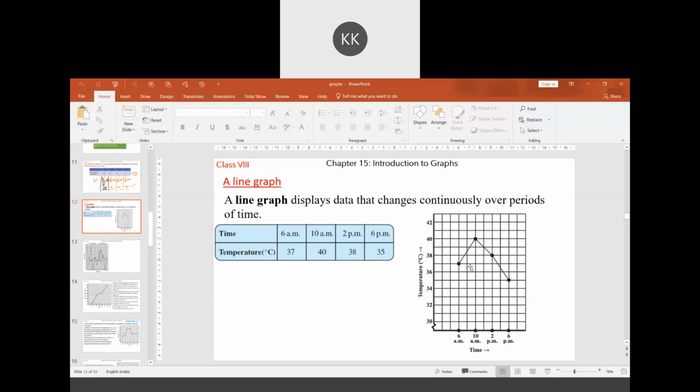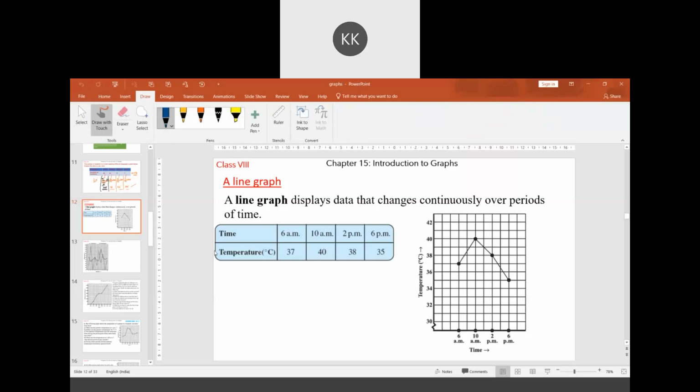Here there's a line graph. You can see the content of the graph. It is having x-axis and y-axis. On the x-axis, here time is mentioned. On the y-axis, the temperatures are mentioned. So this point of intersection can be referred to as 6 comma 37. So with respect to x value 6, the value of y is 37.